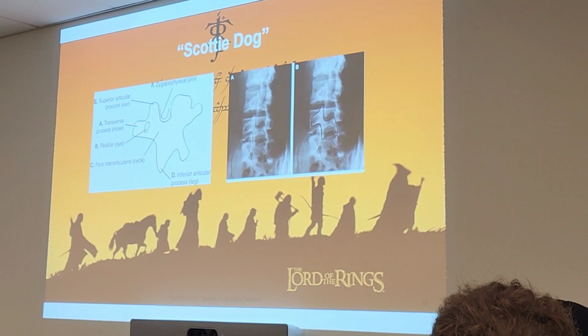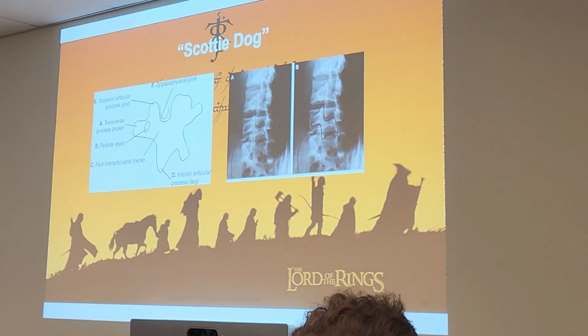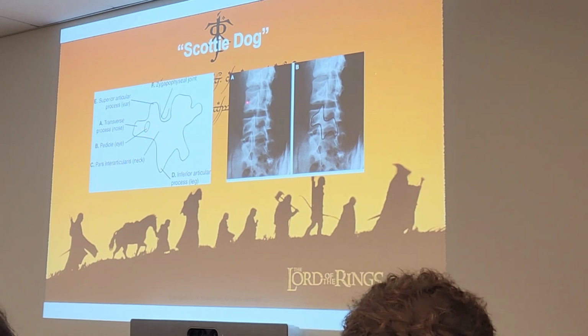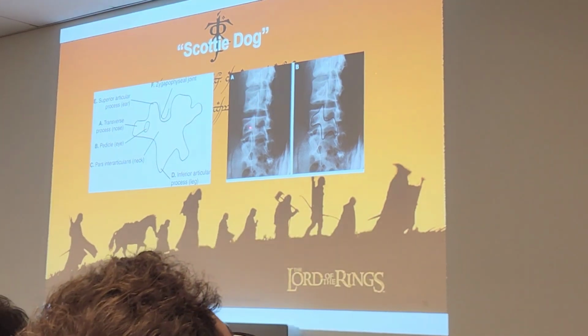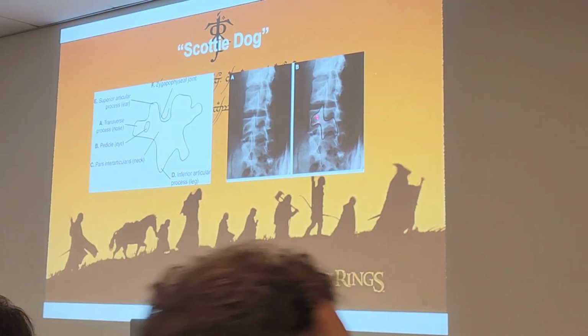What does each of these parts of the Scotty dog indicate? Well, right here is the ear. By the way, don't label it as an ear, it's just to help you. The ear is the superior articular process. The nose is the transverse process of the vertebrae. The eye, or that circle, is the pedicle. The eye actually looks a little bigger on the x-ray. See the eye?